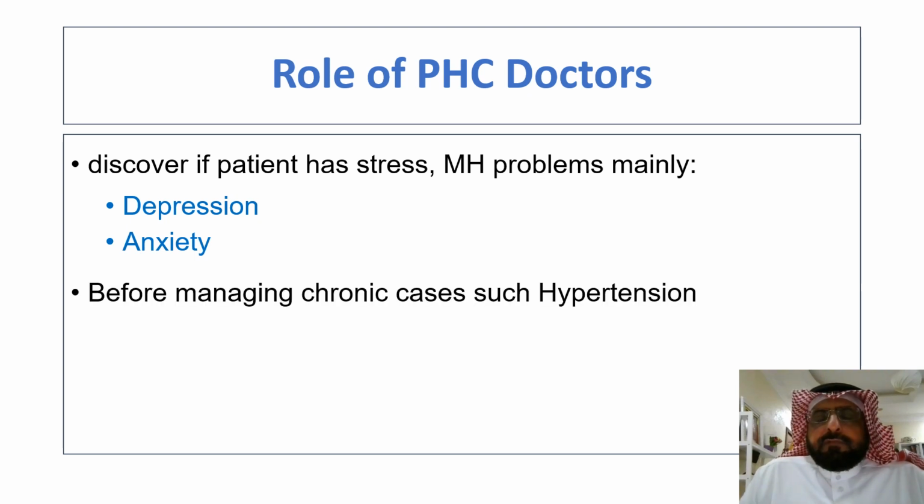So it is important for the primary healthcare doctor to discover if the patient has stress, a mental health problem, which is mainly depression and anxiety, before managing chronic cases such as hypertension. Otherwise, you are managing the one element, but you didn't deal with the source of the problem. The source of the problem is whether the patient has stress or not.